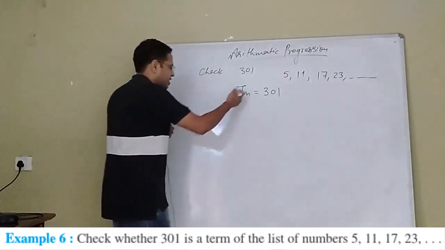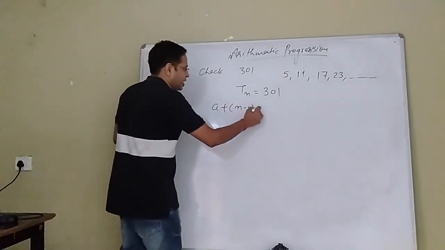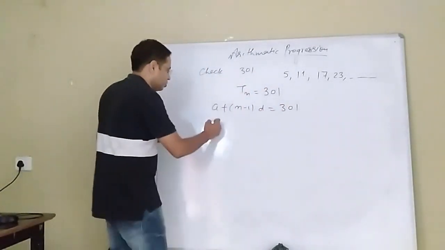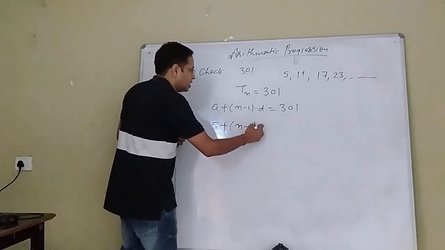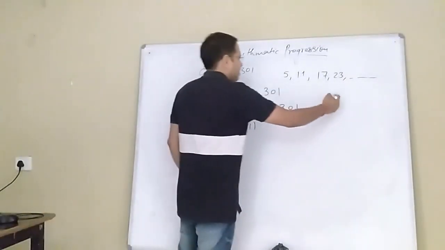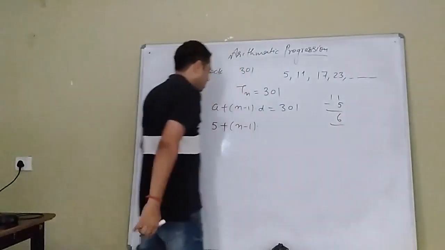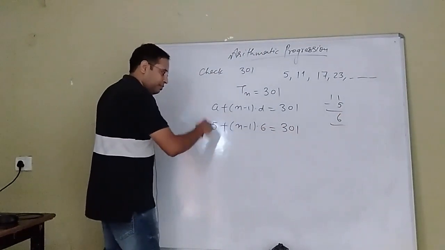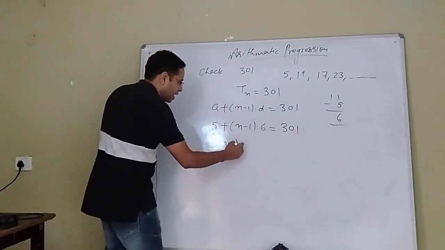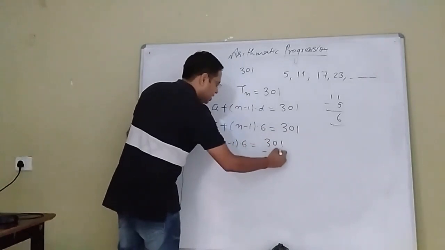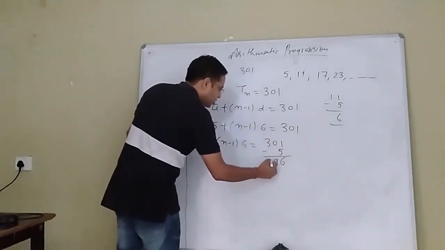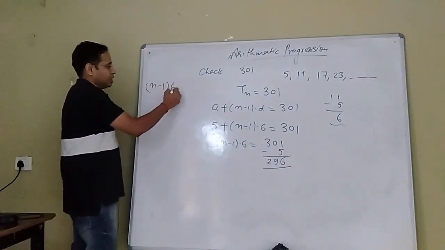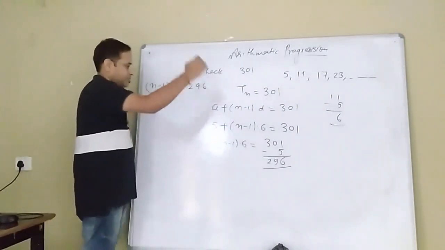तो formula होता है Tn equals a plus n minus 1 into d, equals 301. What is the value of a? The value of a is 5. रख दो भाई 5 plus n minus 1, and the value of d is 11 minus 5. 11 में 5 minus कर दो, 6 आएगा, है ना? So common difference is 6, equals 301. Now this 5 will go to the right hand side. It will be subtracted. 301 minus 5, you will get 296. So you get n minus 1 into 6 equals 296.